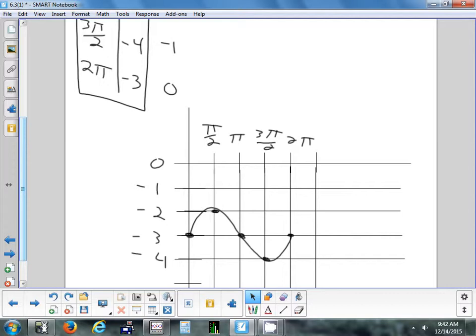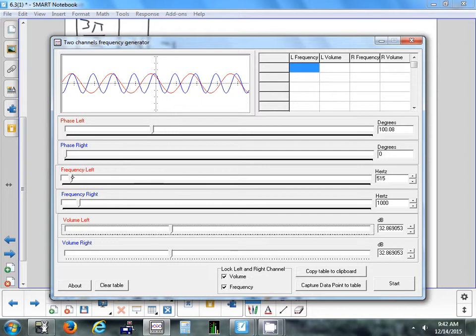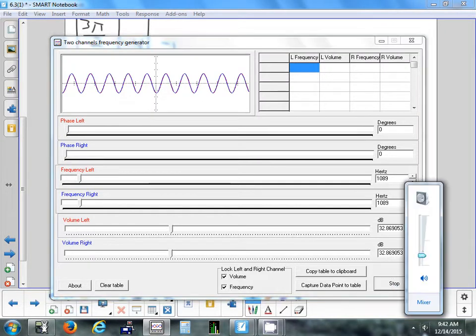All right, so as I said, this one has no real connection with sound, but a phase shift does. Let me get these at the same volume, same frequency, same phase. I'm just going to play this frequency. It's a little over 1,000 hertz. Turn it up a little.